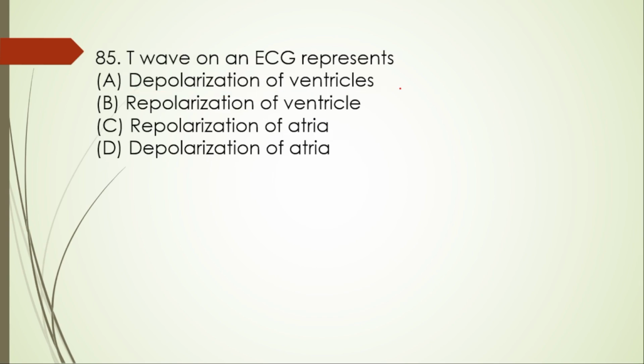Next one, T wave. 85th question. T wave on an ECG represents A, depolarization of ventricle, B, repolarization of ventricle, C, repolarization of atria, and then D, depolarization of atria. So here the right option is option B.